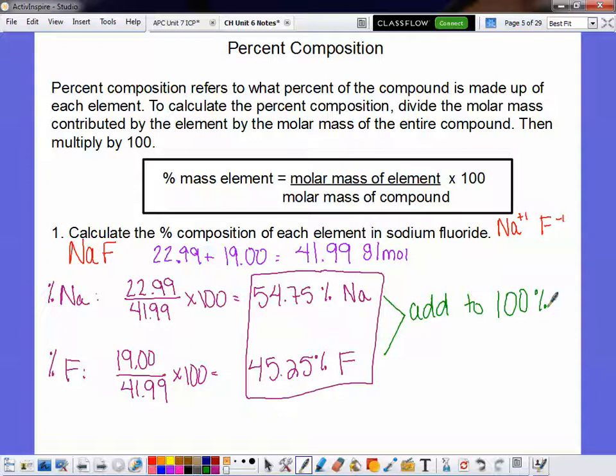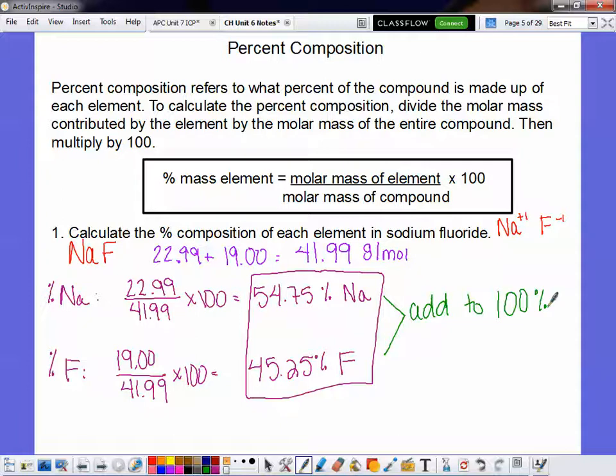The reason why I still want you to do the individual calculation for each one is because what if when you're finding the percent of sodium, you type something in wrong, and therefore its percentage is now wrong? And then you subtract the wrong percent from 100, and now your percent of fluorine is wrong. And now you get the whole problem wrong because you made a simple error that you could have caught had you done each individual calculation and checked to make sure they add up to 100. Okay? So use the fact that it adds up to 100 as a final check.